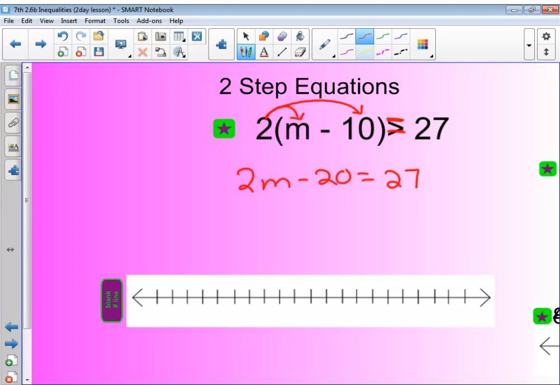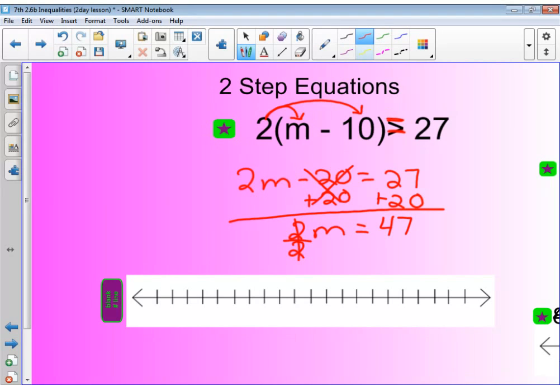Now we'll go ahead and get rid of our 20, so plus 20. I get 2m equals 47. Now we'll divide by 2. Here I'm going to get a decimal number. And yes, sometimes you will get a decimal number or a fraction. So here I get m equals 47 divided by 2, which would be 23 and a half.